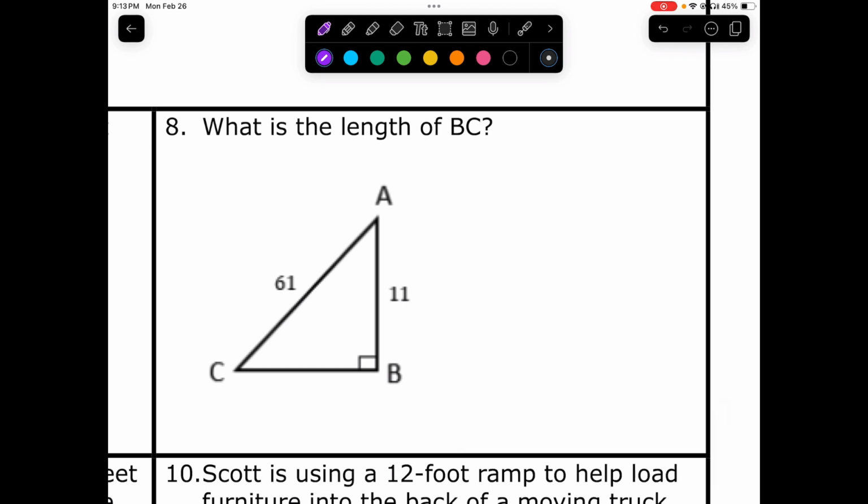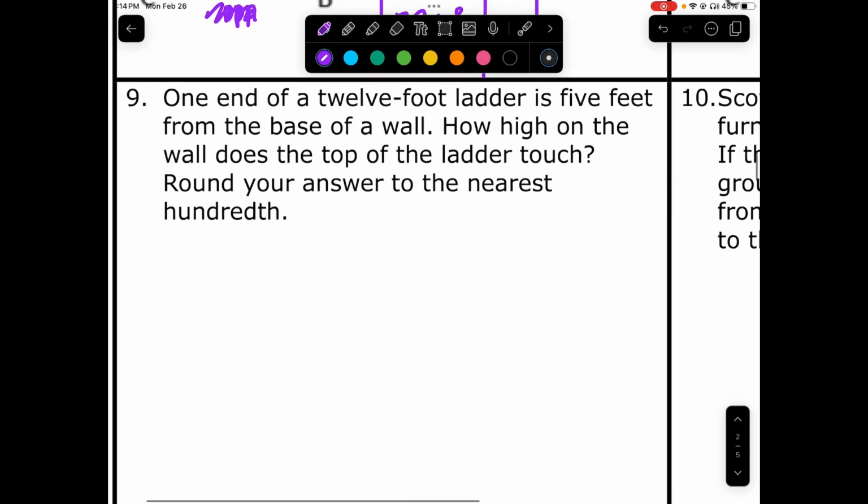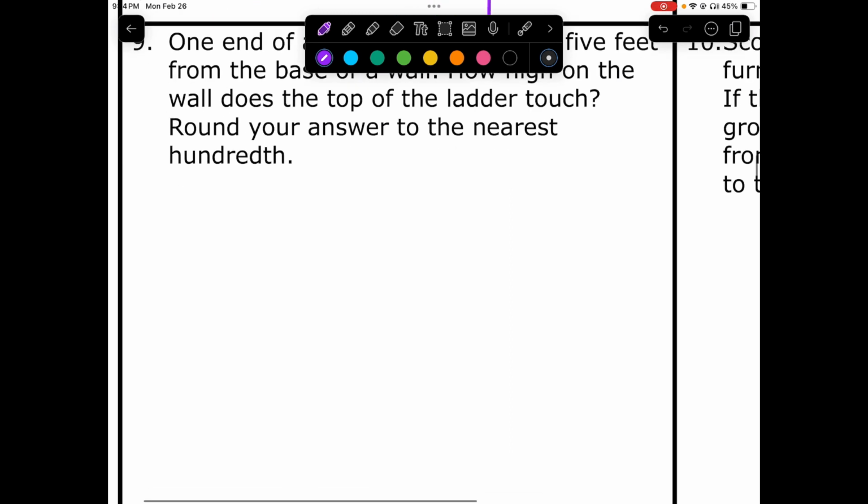Now 8 is asking for the length of BC. So that's x. So you're going to want to use the Pythagorean theorem. This one's a little different. Number 9. One end of a 12-foot ladder is 5 feet from the base of the wall. How high on the wall does the top of the ladder touch?